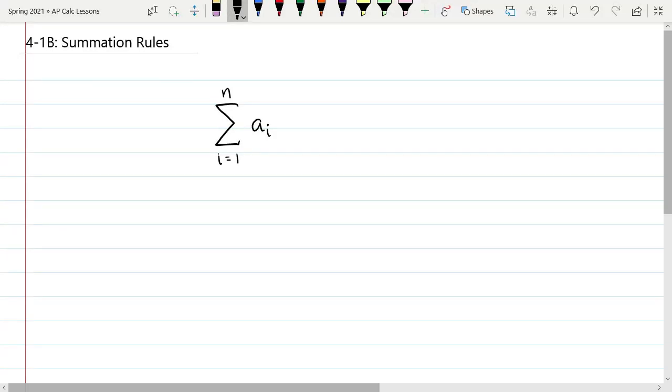All right, welcome to lesson 4-1, part B. Today we're talking about summation rules, which, considering that 4-1A was all about approximating area, you're probably going to find today's lesson to be completely unrelated, and you're pretty much right. In lesson 4-2, you're going to see how these two ideas are going to come together and actually have something to do with each other.